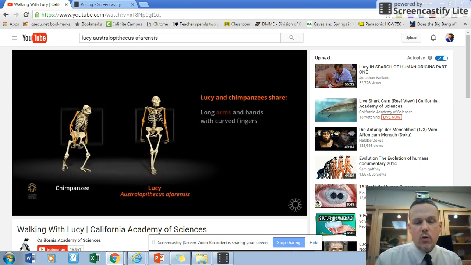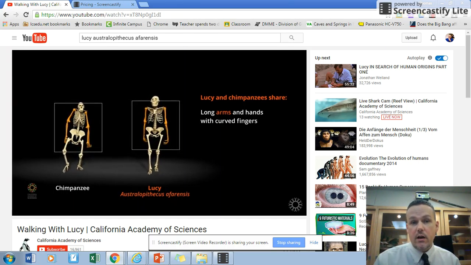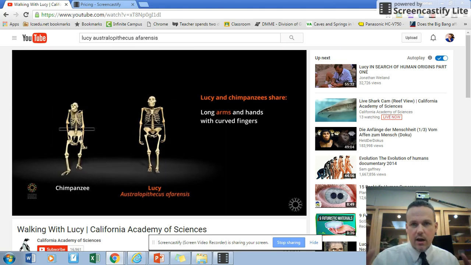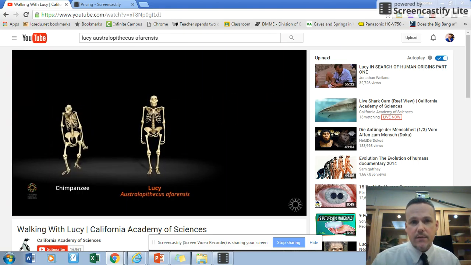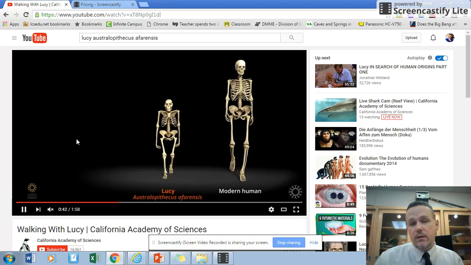Now, Lucy was formed in such a way to where her hip actually allowed her to walk upright, just like us. Now, she is not anatomically the same. She is different, but her hips definitely let her. She was definitely bipedal.